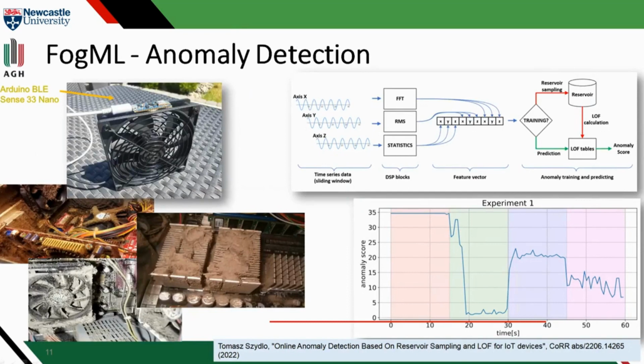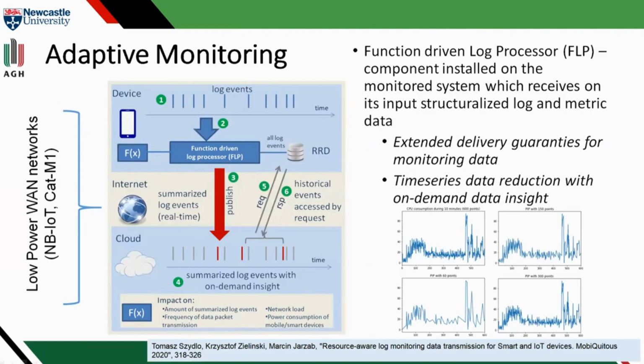Then the second problem is anomaly detection and detecting how the edge devices deteriorate in quality. And the last thing is the adaptive monitoring. So we can't expect that we can use Prometheus to monitor all the IoT devices and edge devices in the field. So we have to optimize the way how we can send the data from IoT devices to assess some failures in the system.